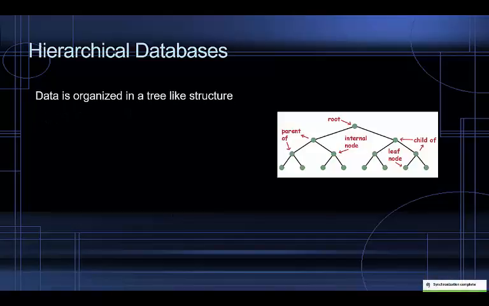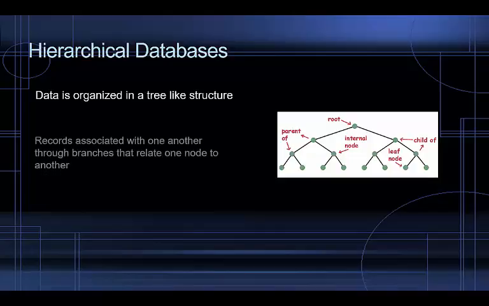Hierarchical databases are a form of database management system that is constructed with a tree-like structure where records are linked via branches that relate one node to another. The structure is such that the parent can have many children, but each child can only have one parent, and information can be repeated through the parent-child relationships.